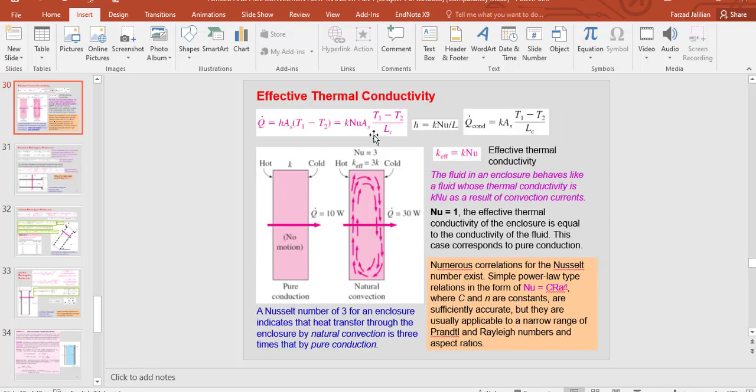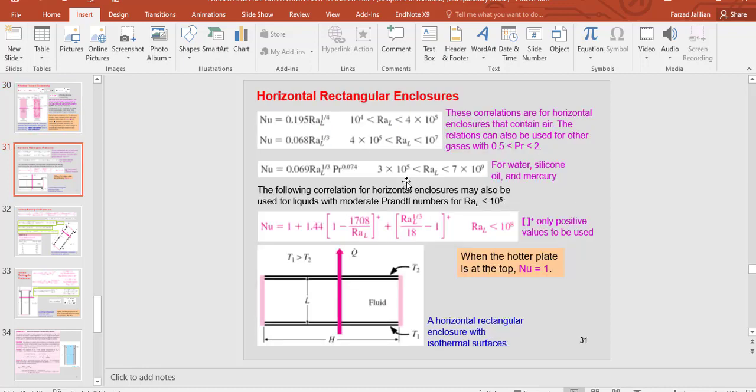As I told you, we can use this equation, but we need to know how much the Nusselt number is for that. How can we calculate the Nusselt number? By the equations which are shown here in this slide. As you can see, the Nusselt number can be calculated by this equation when the Rayleigh number is between these two values, 10 to the power 4 to 4 times 10 to the power 5.